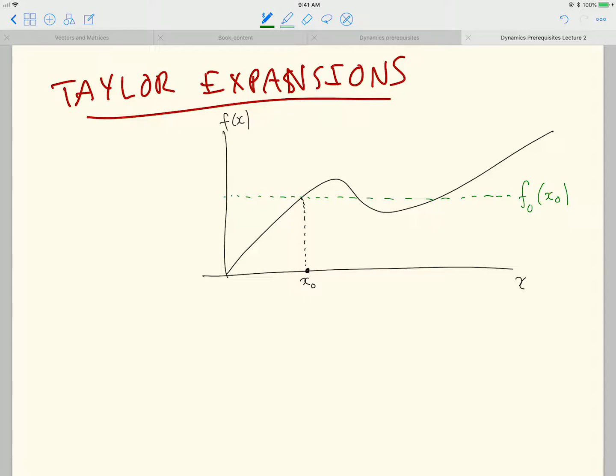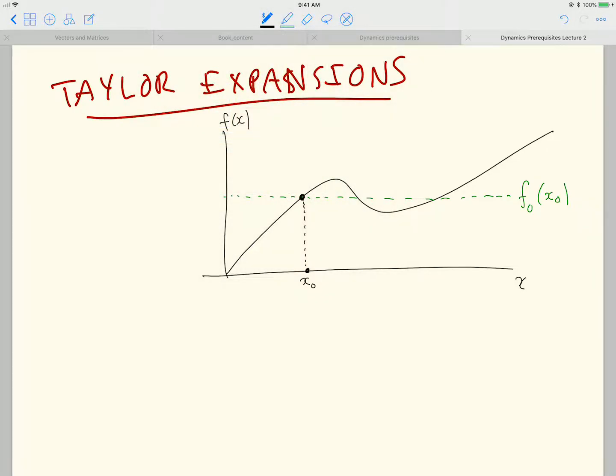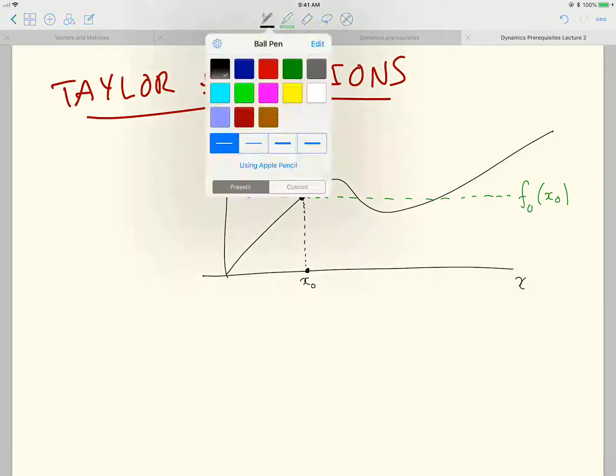Well, I'm going to choose the value of f at x naught. I'm going to choose whatever this value is. So that green dashed line, that's our initial approximation. And obviously, that's what we call the 0th order approximation.